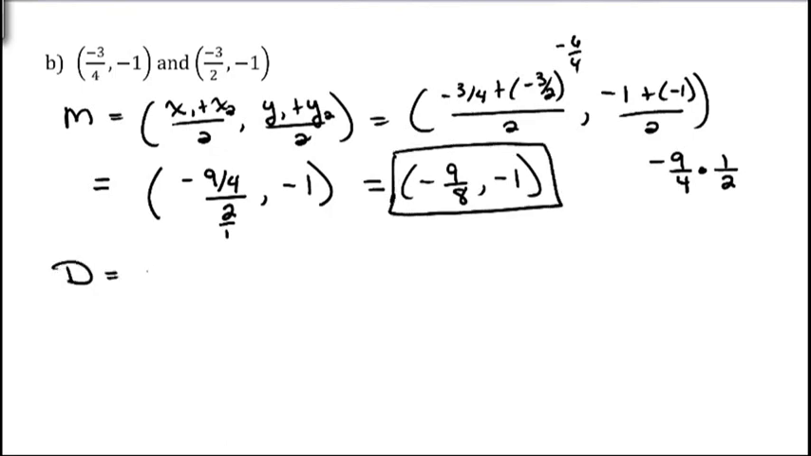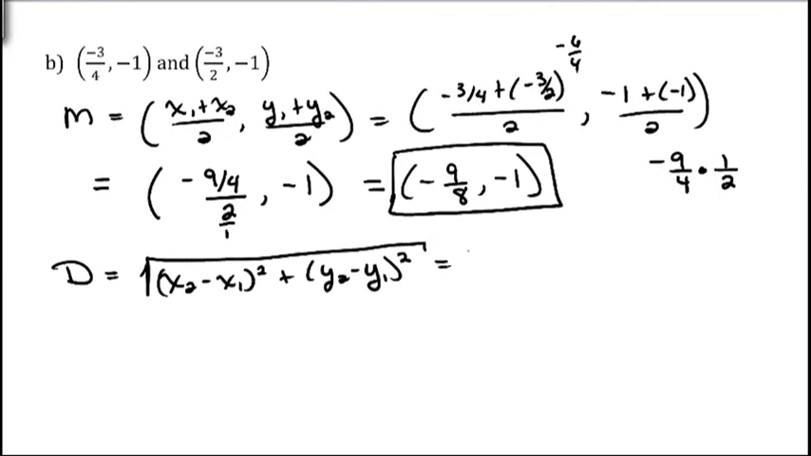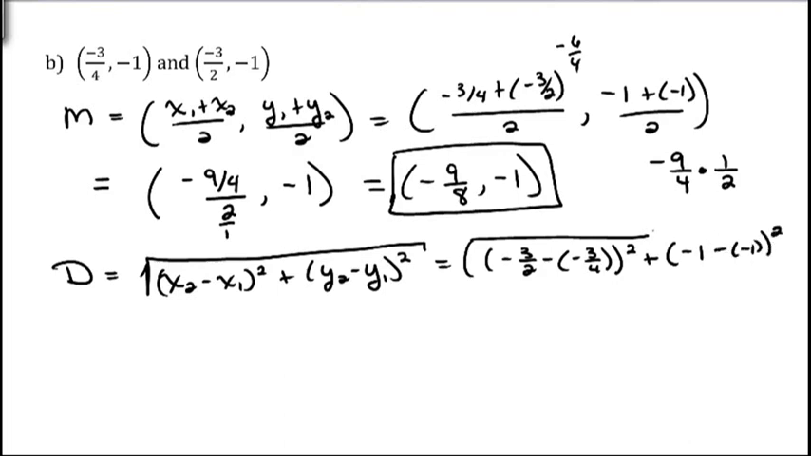Then for our distance, we want the square root of x2 minus x1 squared plus y2 minus y1 squared. So that's going to be negative 3/2 minus a negative 3/4. Then we have to square it, plus negative 1 minus a negative 1, and then square it.